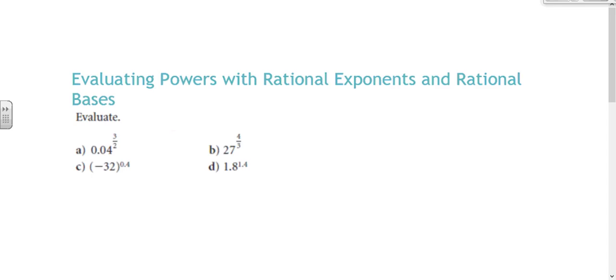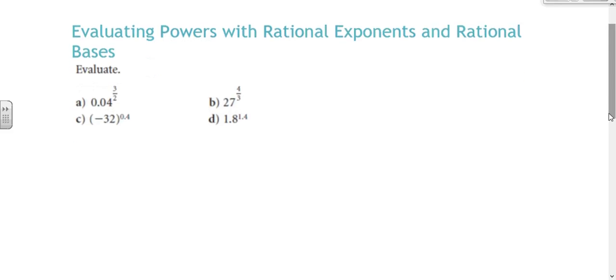Evaluating powers with rational exponents and rational bases. The first 3, you do not need a calculator to do. You can if you want. So if I'm looking at this, I need to do 3 over 2. I can cube it first, or I can square root it first. I'm going to square root it first. So then it will be 0.02 cubed, and that'll leave me with 0.008.